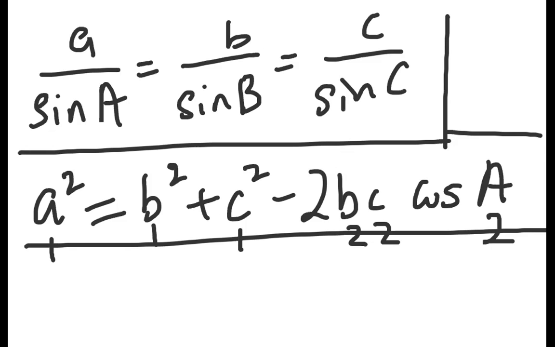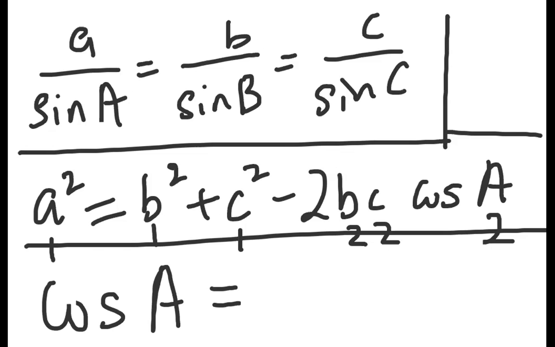Kalau katakan kita nak cari cosine of A pula, dia nak cari kita punya angle. We want to find out the angle. Can somebody tell me what is the formula? Cosine A is equal to B square plus C square minus A square over 2BC.